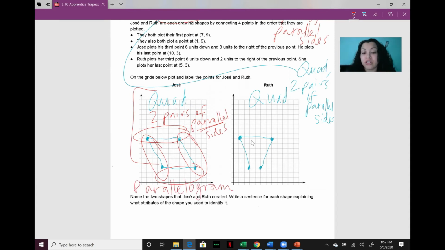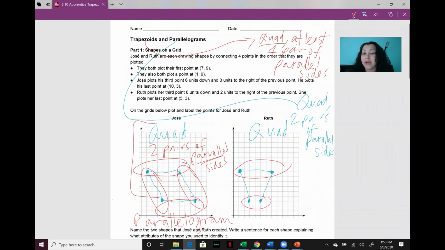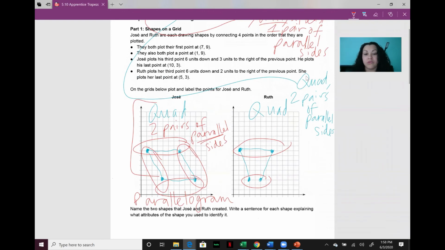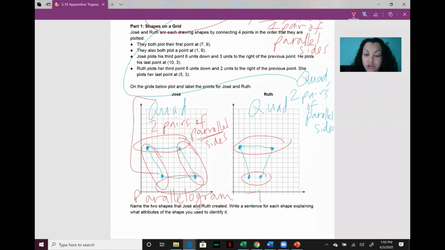Now we look at Ruth's. So we see that Ruth's has 1 pair of parallel sides. The other 2 sides are not parallel, but they are a reflection of each other, but that does not mean that they're parallel. So we have 1 pair of parallel sides, and like we mentioned earlier, a trapezoid has at least 1 pair of parallel sides and is a quadrilateral. So this would be considered a trapezoid.